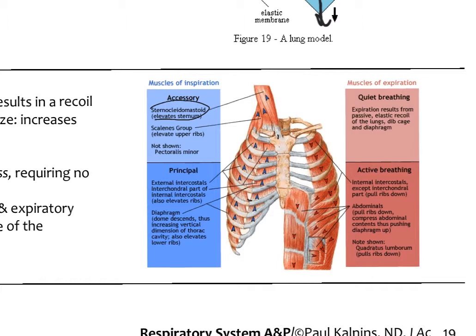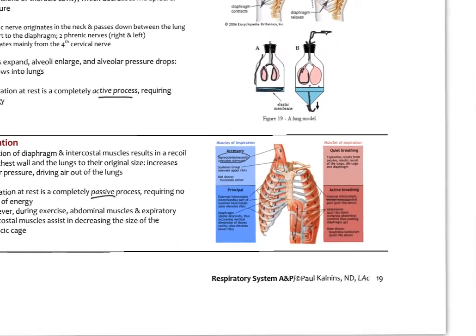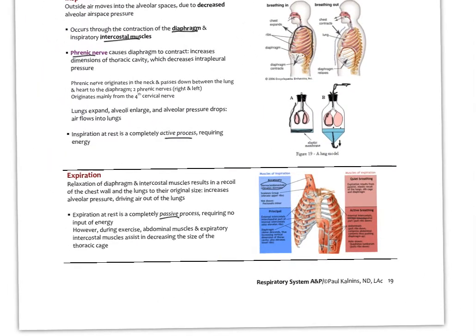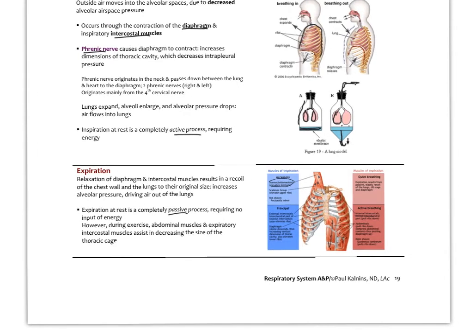With expiration, with quiet breathing, it's just the elastic recoil of the diaphragm. No other muscles are recruited. But with active breathing, like during exercise, the internal intercostals can pull down on the ribs, and your abdominal muscles can also pull down on the rib cage. And so that creates a smaller intrathoracic cavity, and that drives air out of the lungs. So that's the difference between active breathing and breathing at rest. That's the general process of inspiration and expiration. Again, slightly different muscles are recruited in the more active inspiration and expiration.